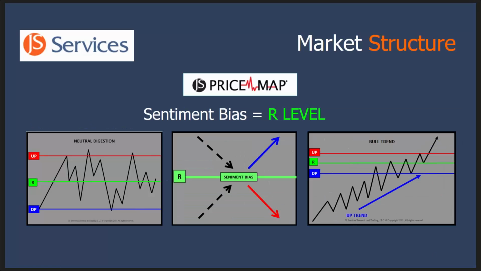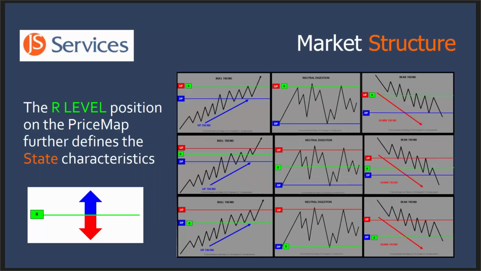And the other key point is this sentiment bias, or R level, or reversal level. Some people call it an over-under number. It's that one price point that determines the sentiment for the day. Literally, if you get on with our service, just take that one level and draw it across your chart, integrated with Jigsaw. That's that line in the sand. And what's interesting about the R level is that its position on that price map framework further defines the state characteristics.